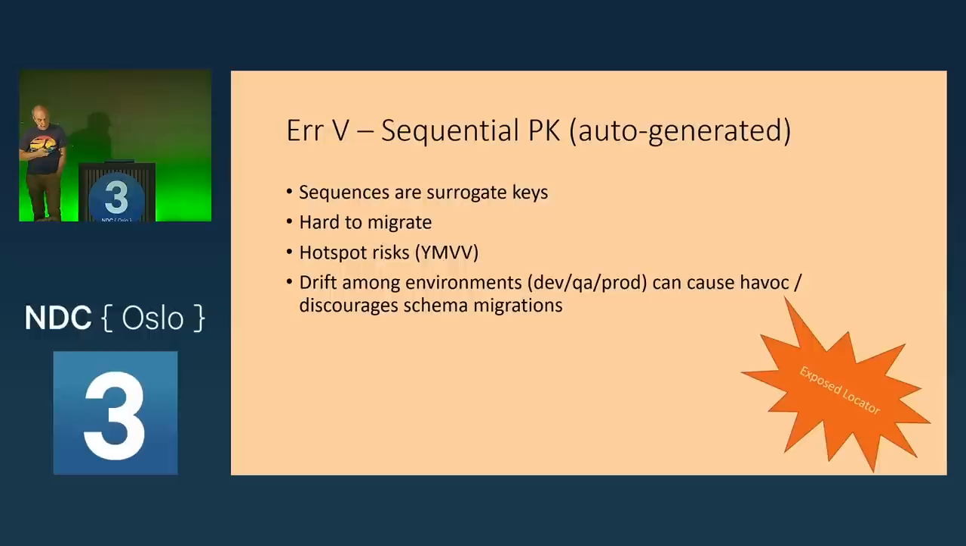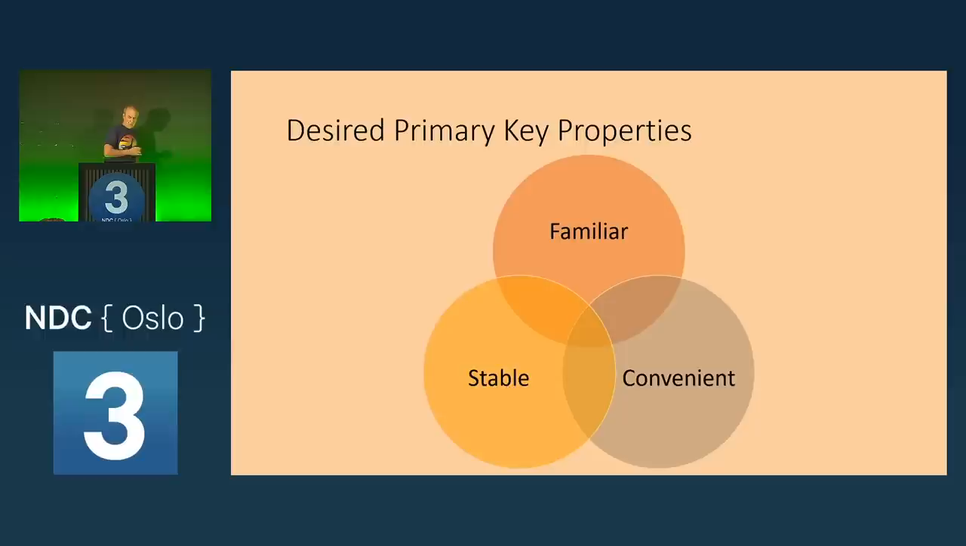So sequential primary keys are essentially exposed locators. Most people don't talk about the difference between exposed locators and surrogate keys, so we'll call it surrogate key to adhere with the world. So what I want from a primary key, I want it to be familiar. I want it to be something that somebody knowing the domain will say, oh, yeah, I get this. Right? An email address, a username, fine. Sometimes a number is okay if that number means something. Maybe it's your ID number, national ID, something like that. It's okay. You want it to be stable.